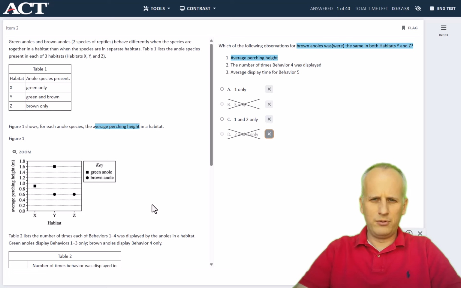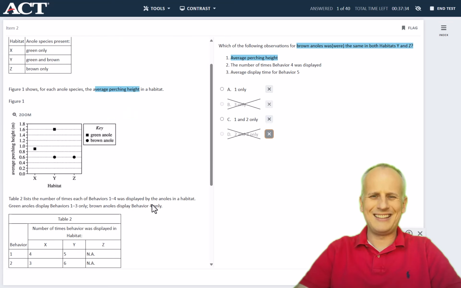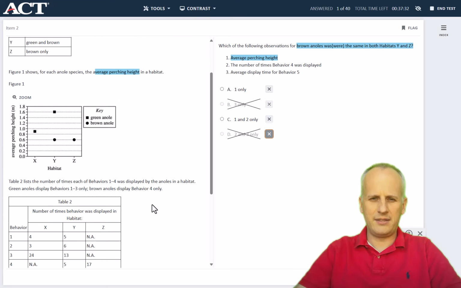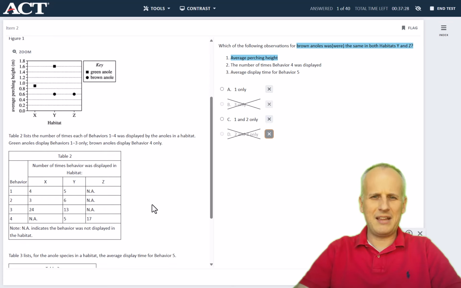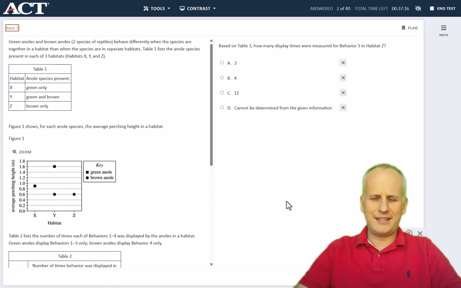So then we will move on, and we've got to consider just statement 2, because statement 3 clearly does not work just based on the answer choices that remain. So I'm looking for the number of times behavior 4 was displayed, and I can find that here down in table 2. And for Y and Z, they are different, so that allows me to eliminate choice C and select the correct answer of A. Now we'll move to the next question.